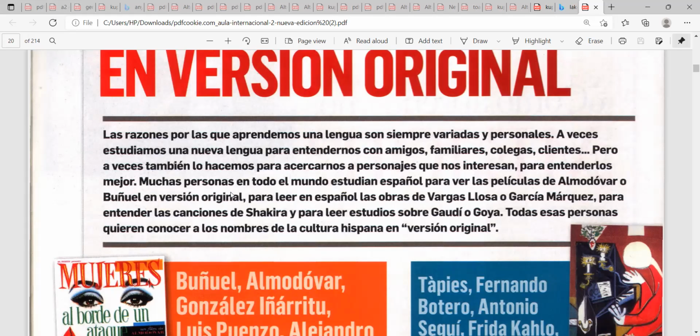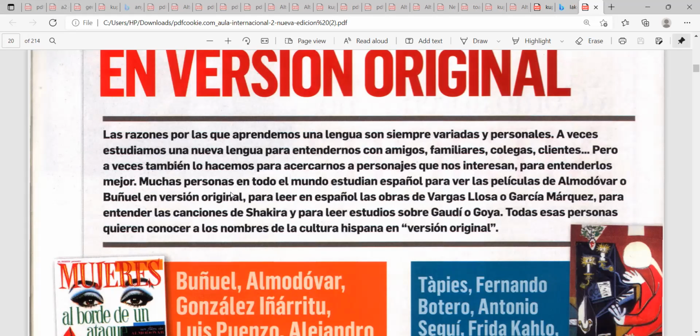Is it clear to you? Variadas. Repetir por favor. Variadas means varied, and personales. Repetir por favor. You know why I'm saying repeat? Because your tongue has to get used to the language. So now repetir por favor. Las razones por las que aprendemos una lengua son siempre variadas y personales. It means the reasons why we learn a language are always varied and personal. Is it clear to you?